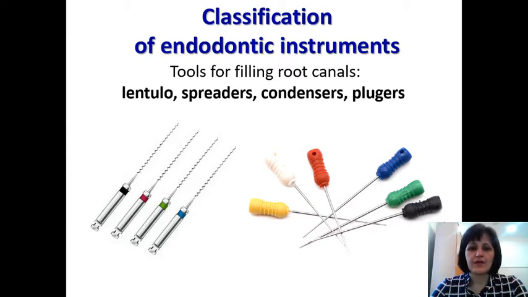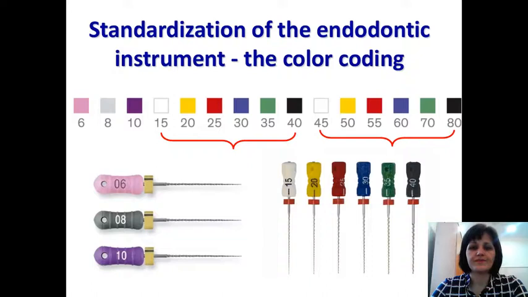The next group in the classification of endodontic instruments is for filling root canals. Among them are the lentulo for the filling of the root canal, spreaders for the filling using lateral condensation of gutta percha, and also other instruments like condensers and pluggers when we use hot gutta percha as the filling material.